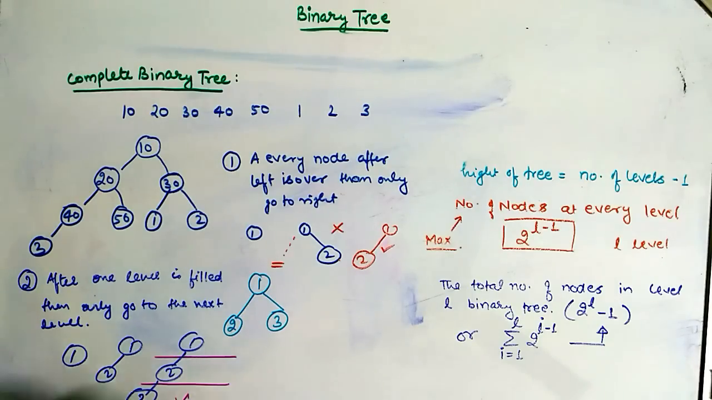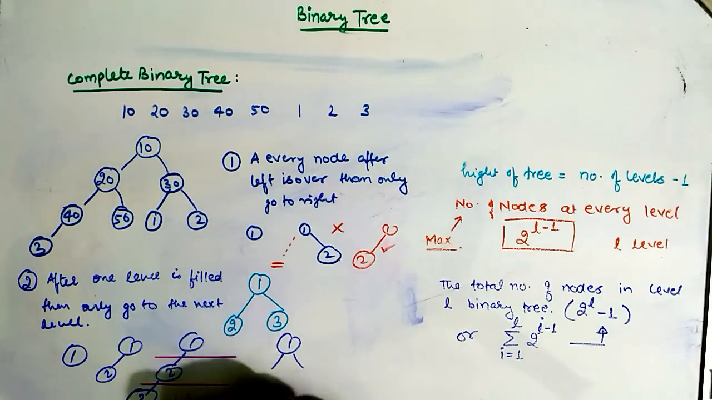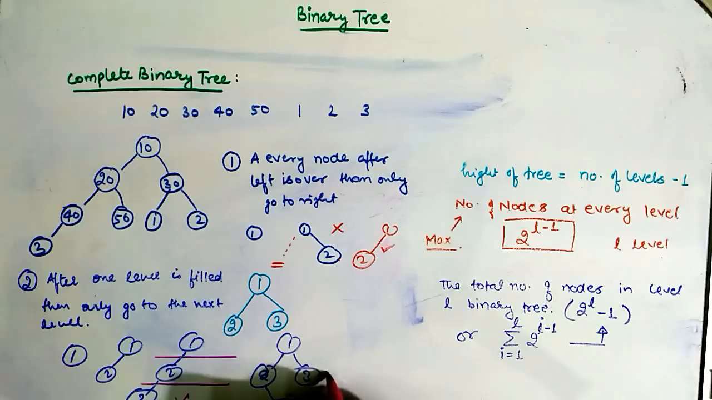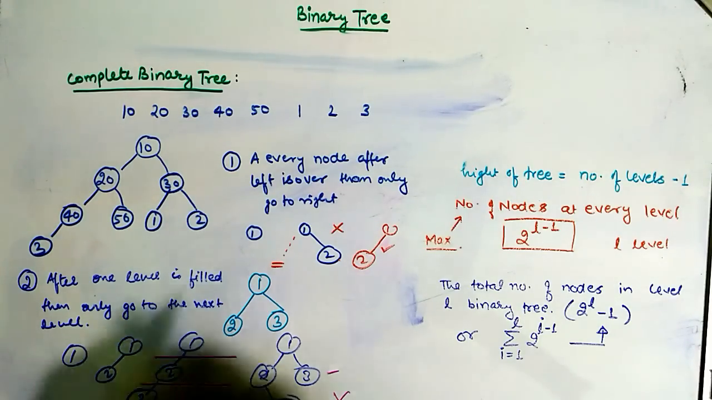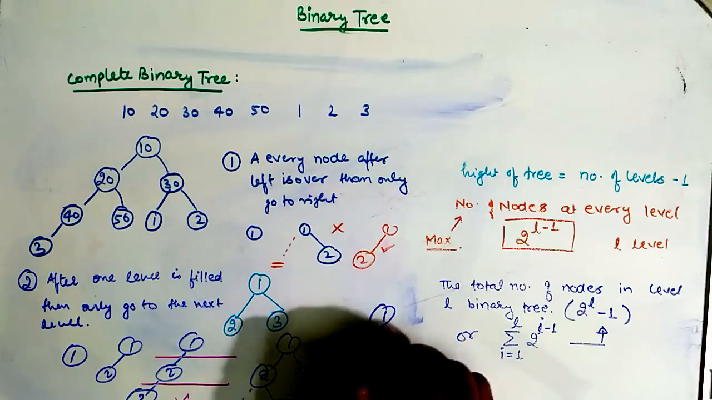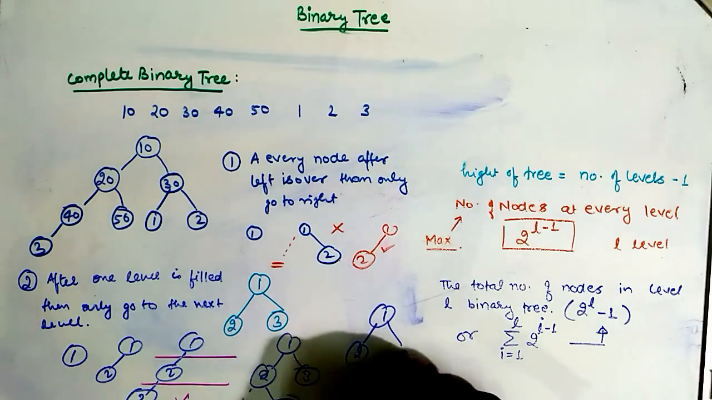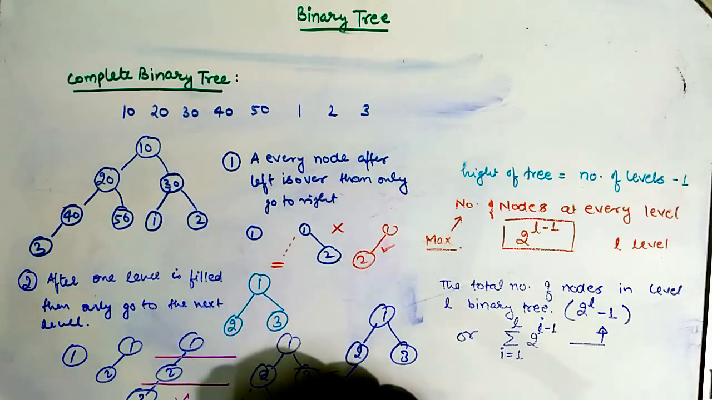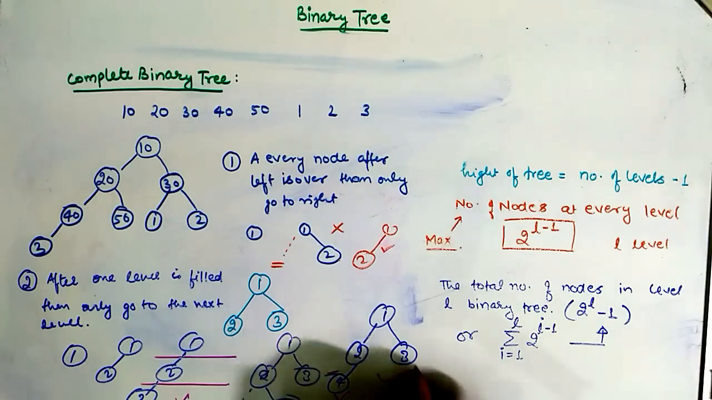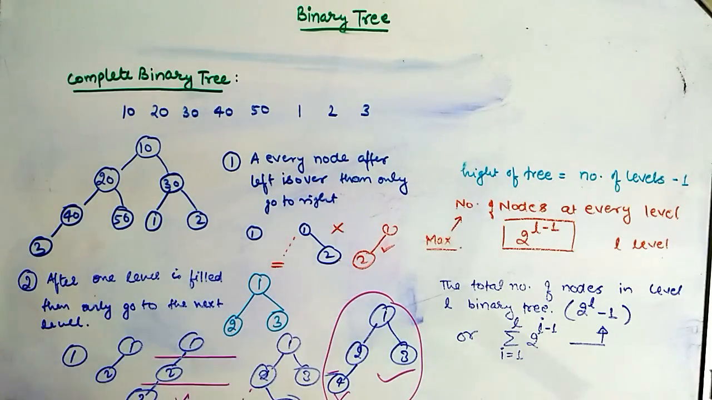Similarly, if I draw a tree like 1, insert 2 here, insert 3 here, and insert 4 here. Now level is over, it is fine, we insert the 4 in the next level, but in the next level we have to insert at the left hand side, so it is not a complete binary tree. Similarly, if a tree is given like 1, 2, 3 and 4, if 4 is inserted here, then yes, it is a complete binary tree.